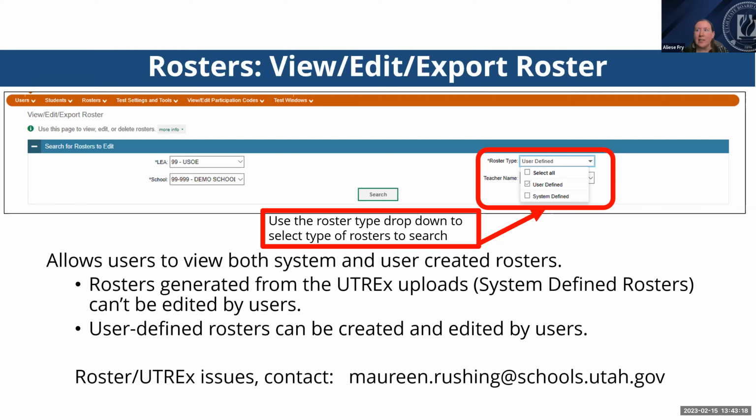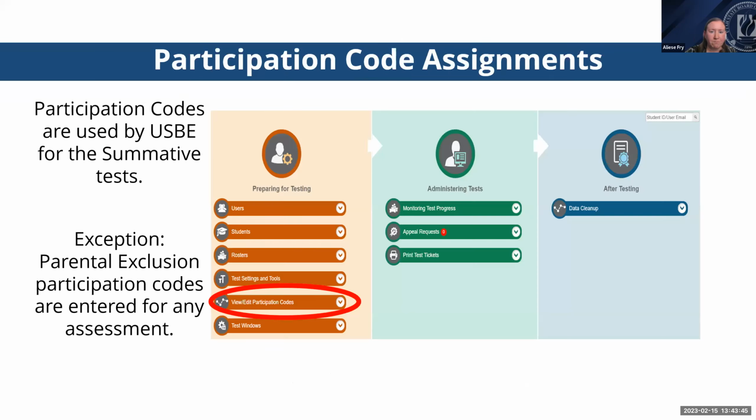If you're experiencing any rostering issues, you are welcome to reach out to our data specialist who also works with Utrecht. Her name is Maureen Rushing, and her email is also here on this slide. It's important to ensure that teachers who are testing have the correct students on their rosters prior to the actual test date. That way, if teachers elect to print those test tickets, they have accurate information. So just verifying those system-defined rosters prior to testing is super helpful.